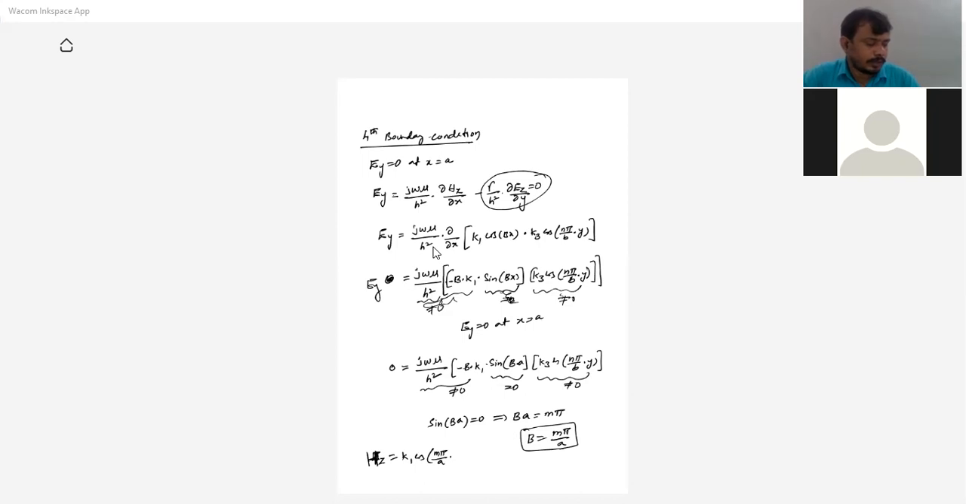Right. So now m pi by A into X, then K3 into cos n pi by B into Y. So Hz is K1 cos m pi by A into X, K3 cos n pi by B into Y.